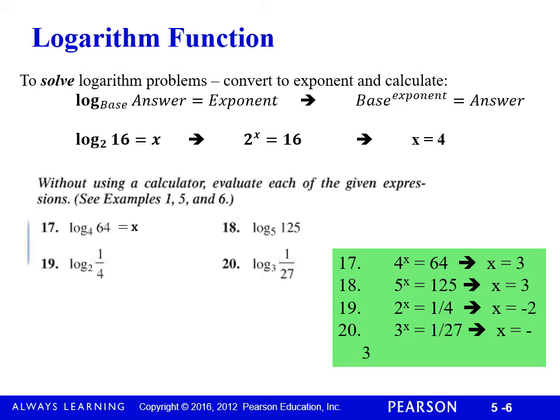Similarly, with 20, we can see here that 3 to the x equals 1 over 27. Well, 27 is 3 cubed, so we have 1 over 3 cubed, which is the same thing as 3 to the negative 3, so the x has to equal negative 3 here.